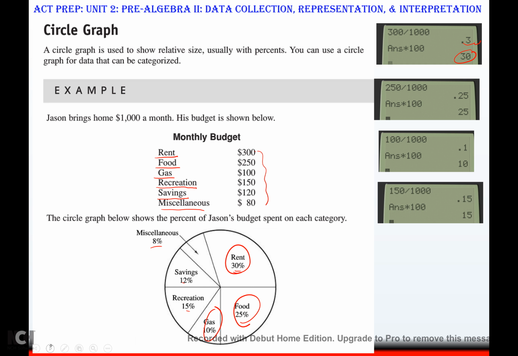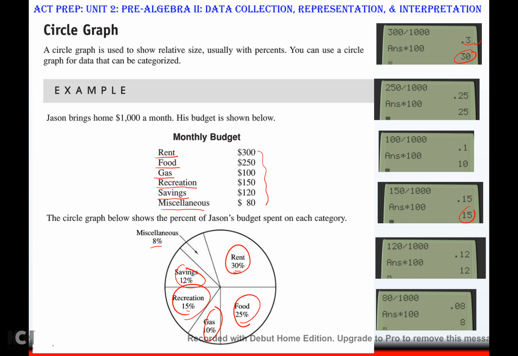Recreation, 150 divided by 1,000 is 0.15, so that's 15%. Savings, 120 divided by 1,000 is 0.12, so that's 12%. And then 80 divided by 1,000 is 0.08, 2 places over makes that 8%. And then you just kind of break your circle up accordingly. 30%, approximately, and they break it up.